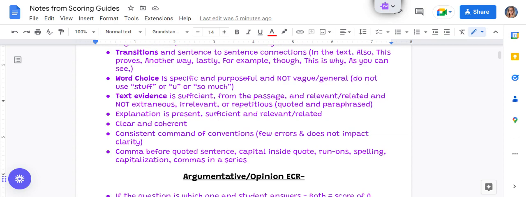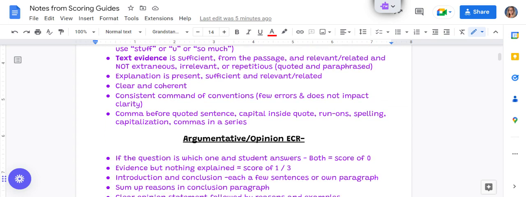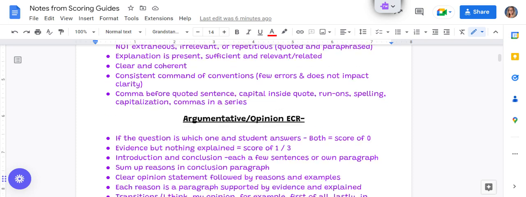Consistent command of conventions. I took notes that I noticed they did have a comma before the quoted sentence. In fourth grade, I don't think they necessarily take off for that, but in sixth grade, I think they do. Capital inside the quote, run-ons, spelling, capitalization, commas in a series. Those were things that they expected them to be able to do at sixth grade.